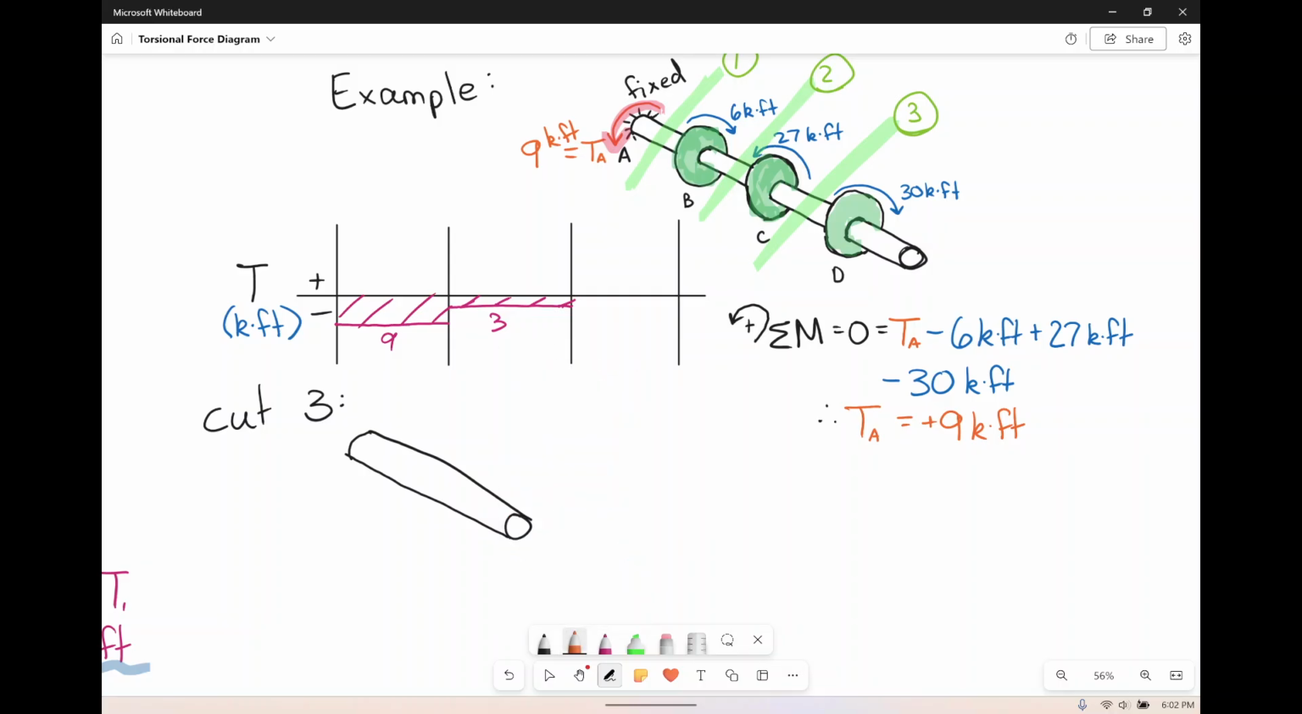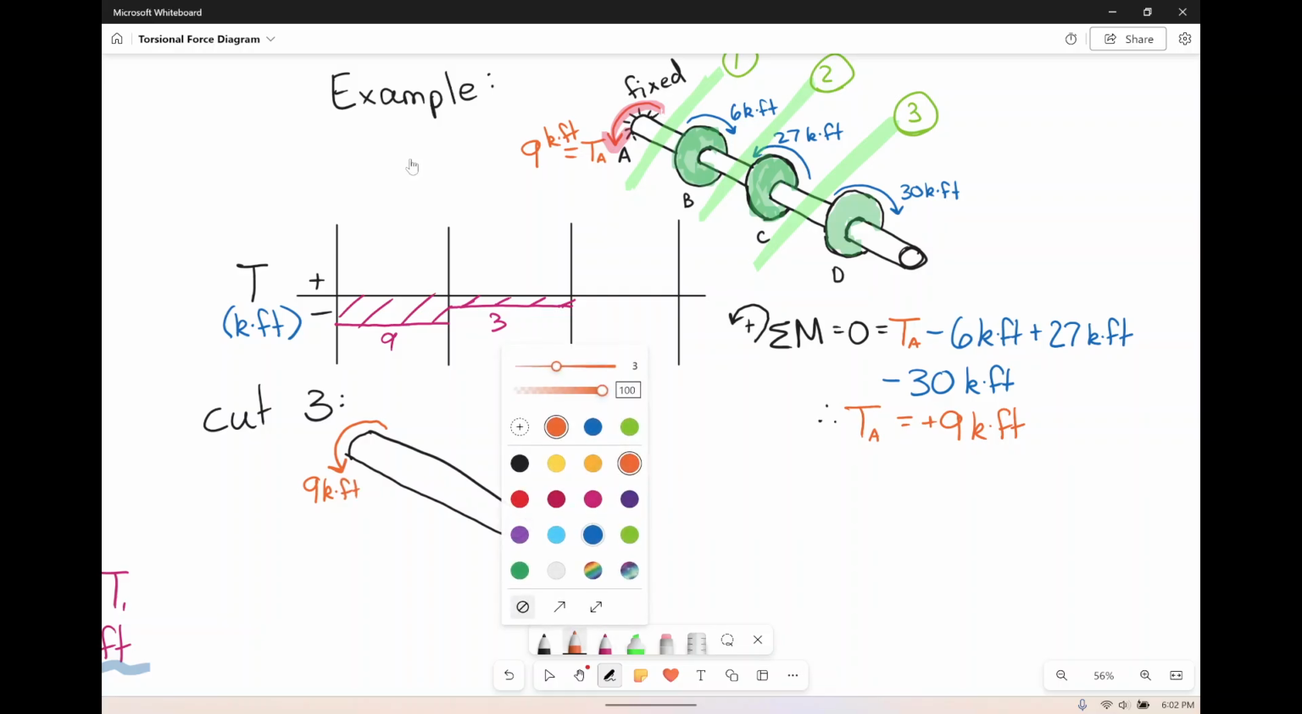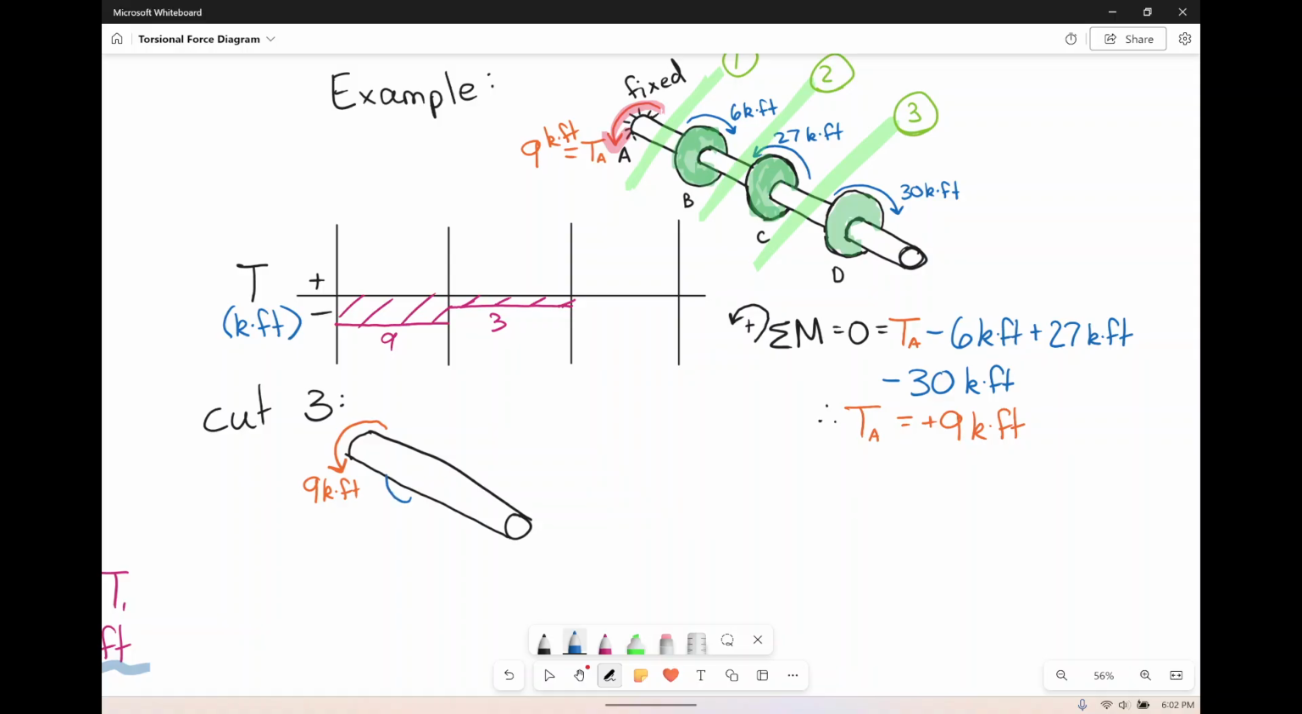Cool. We've got the rotation over here, our reaction. That's 9 kip feet. Then we've got the 6 kip-foot force coming this way. Then over here we've got 27 kip feet. Yep, big number there. And then this is our cut face. So we're right after the 27, somewhere in there.